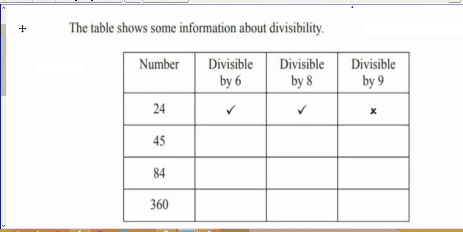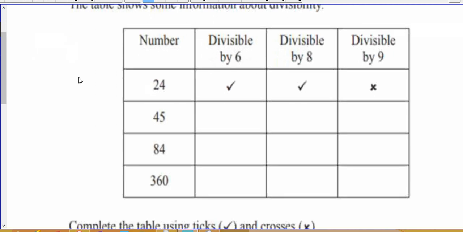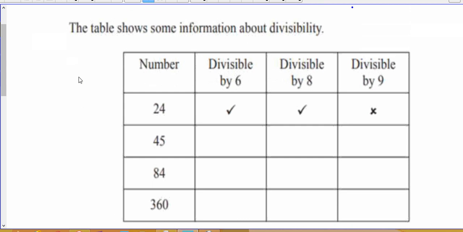Okay, let us start with divisibility by 6. The table shows some information about divisibility, and I have just recently told you how we do the divisibility test by 2, by 3, by 4, by 5, by 6, by 7. There is not a clear divisibility test for 7, but for 8, 9, and 10, or hundreds, the divisibility tests are there. Now, let us see, what do we do if we are figuring out whether a number is divisible by 6?